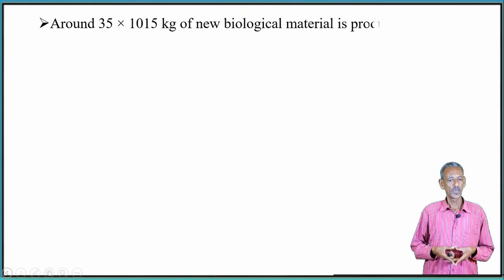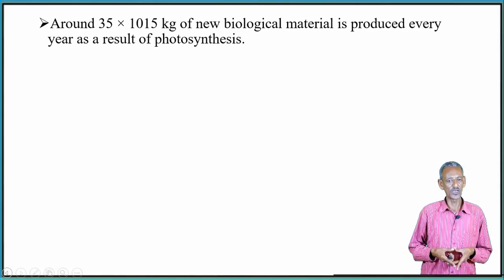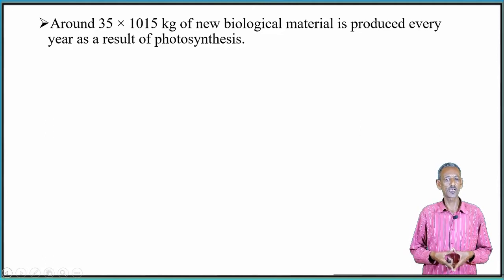Around 35 times 10^15 kilograms of new biological material is produced every year as a result of photosynthesis.